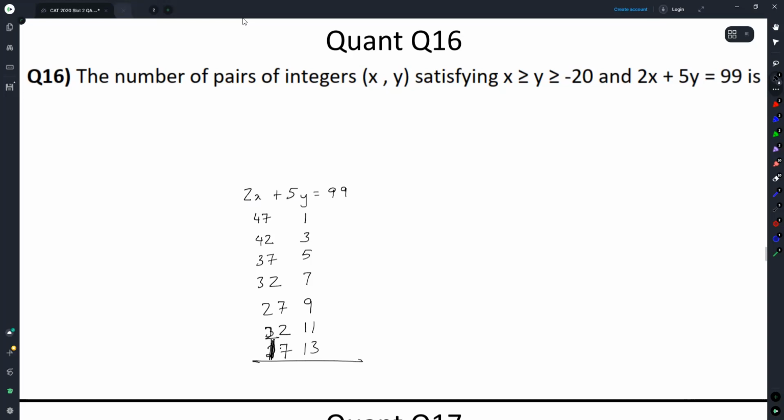Or should I not tell you? What is the gap between these two? 46. Every time you go here, you are reducing it by 5. Every time you go here, you are increasing it by 2. Can I see the gap is shrinking at the rate of 7?